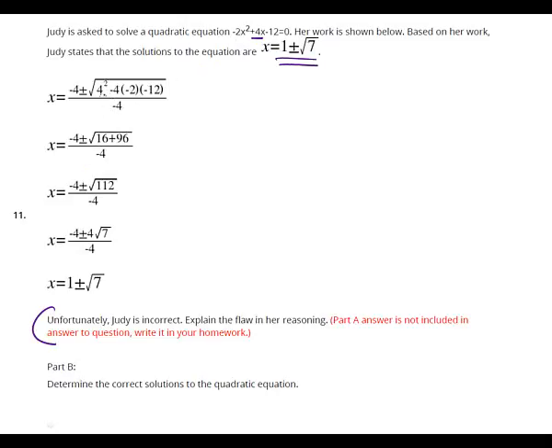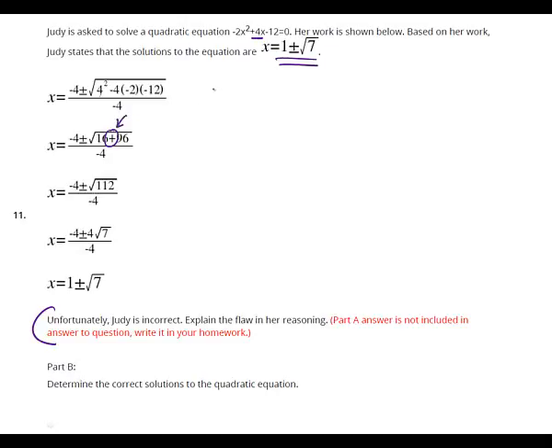Let's look at the next line. It looks like she's got 16 and positive 96. Do we agree with that? No. What's wrong? She didn't know negative times a negative times a negative equals negative. Yes. Okay, so that sign right there is incorrect.